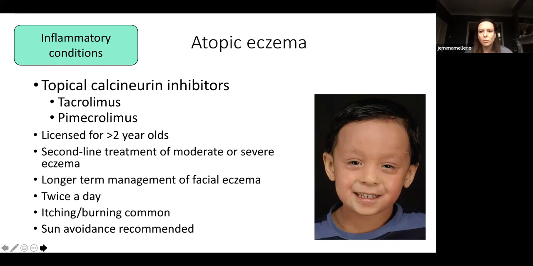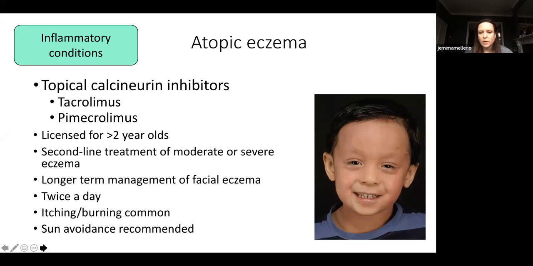And you're not going to run into problems, potentially a thinning of the skin and other side effects. They're very, very useful for longer term management of difficult facial eczema. Rather than once a day, like you would with a topical steroid, these do need to be twice a day. And one of the things to warn people about is that an itching or burning sensation is very common, particularly with tacrolimus, but it's entirely normal. And the child does get used to that after a period, it stops being a problem.